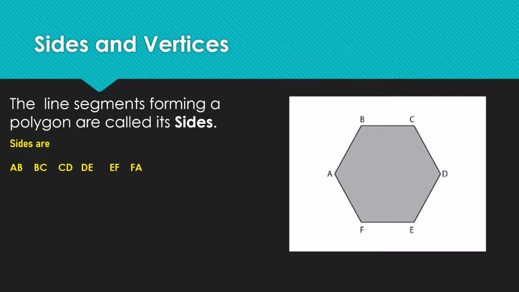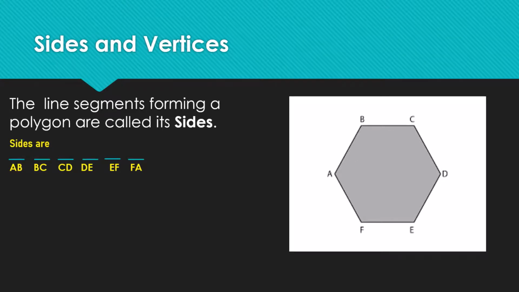Now, what are the sides and vertices of a polygon? The line segments forming a polygon are called its sides. Like here is a polygon A, B, C, D, E, F. And what are its sides? Its sides are AB, BC, CD, DE, EF and FA. Clear?